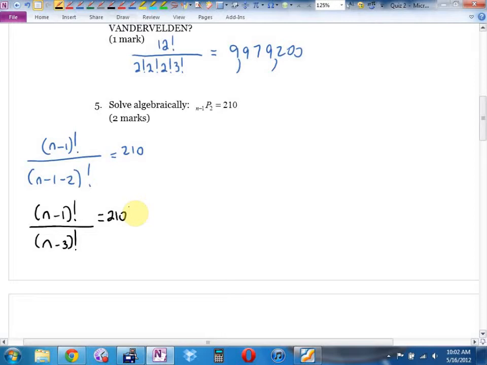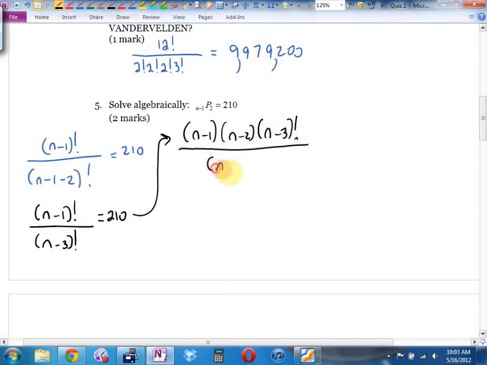I simply ask, which is bigger? Which is bigger, n minus 1 or n minus 3? So I'm going to expand that. N minus 1, 1 less than that is n minus 2, 1 less than that is n minus 3. I could keep going, but that seems to be what I want to cancel out in the denominator.